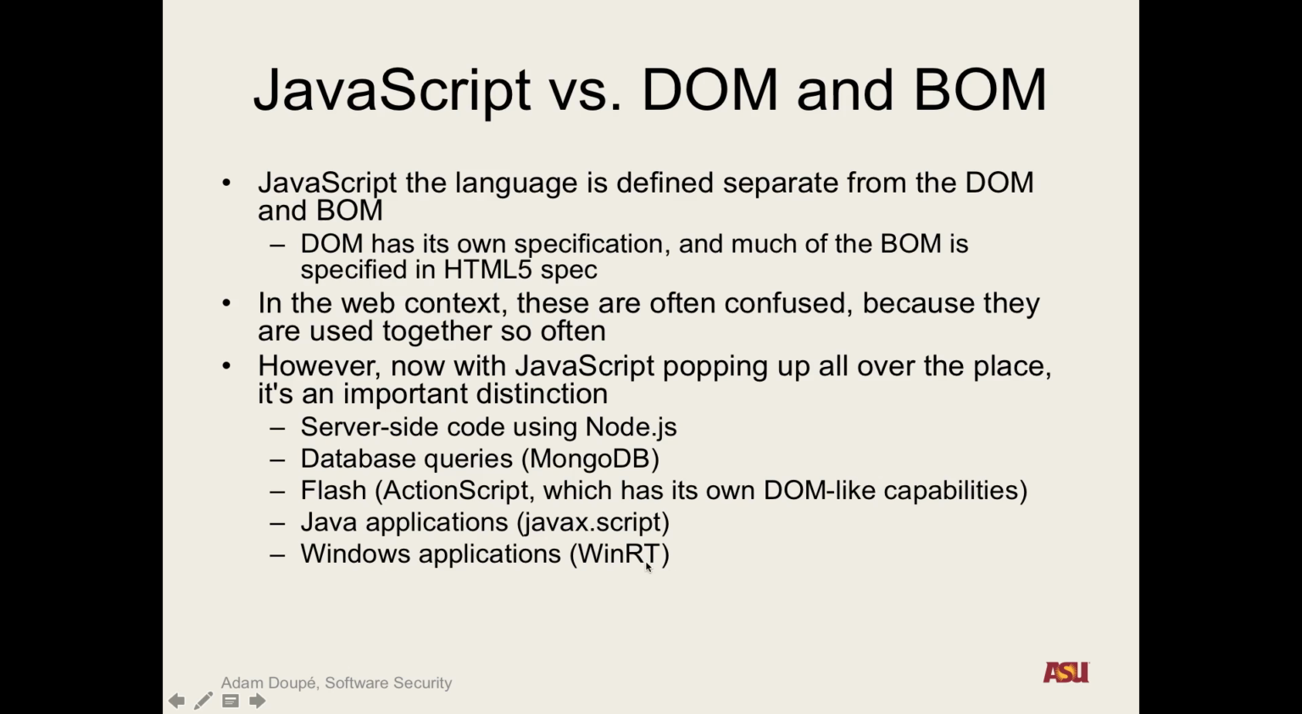Windows applications, this is the name, Windows RT, that's right. So you can write Windows applications now that are JavaScript. I'm sure there's some OS functionality, maybe it would read and write files or something like that, right? That doesn't make sense in a web context, even though it's still JavaScript.